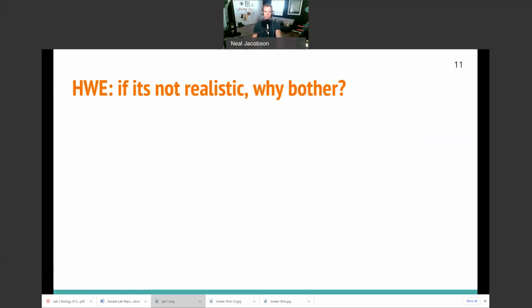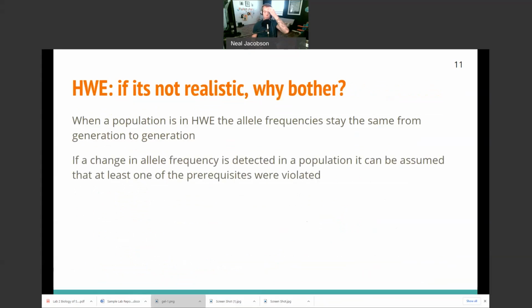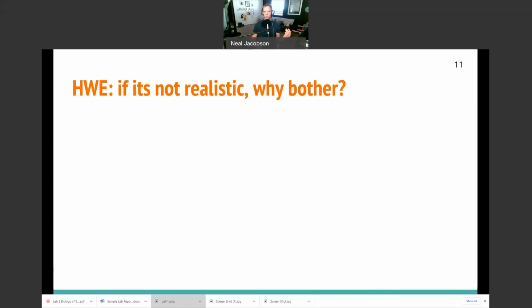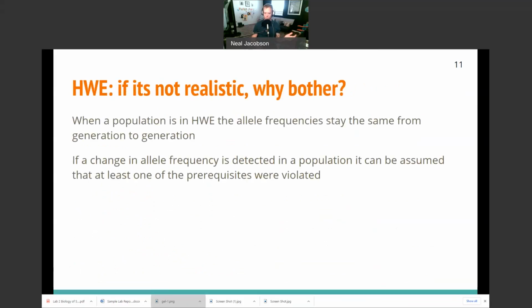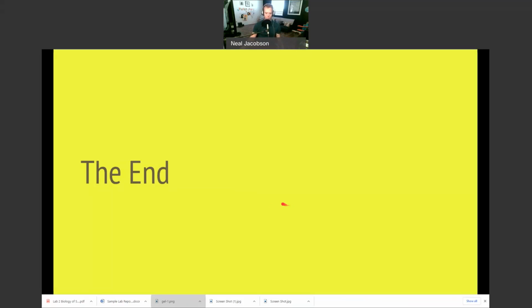Okay. So if Hardy-Weinberg isn't realistic, why do we even bother using it? When a population is in Hardy-Weinberg equilibrium, the allele frequencies stay the same. So if we do see a change in allele frequency, it's assumed that one of those prerequisites on this page was violated. Then we can investigate which one was violated. Is this population evolving due to natural selection, or is there just a lot of migration happening? We can see which one was responsible for the change, and it gives researchers an idea of what's causing the evolution of certain populations. Then we can investigate, and if we need to, we can take action.